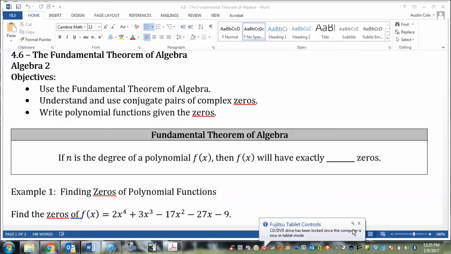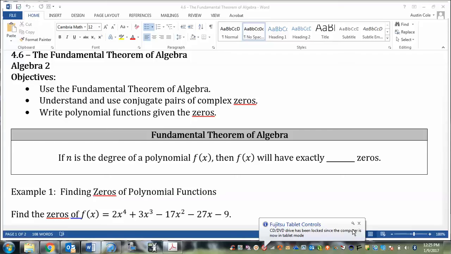Today, section 6, it's called the fundamental theorem of algebra. Basically, that's what we talked about in the warm-up. Whatever we have as our degree, that's the number of solutions we'll have for each answer. Okay? So our goals today are to use the fundamental theorem of algebra, understand and use conjugate pairs of complex zeros, and write polynomial functions given the zeros.